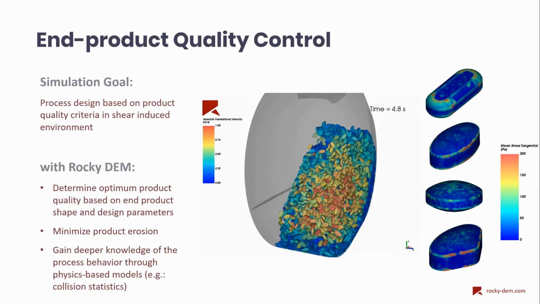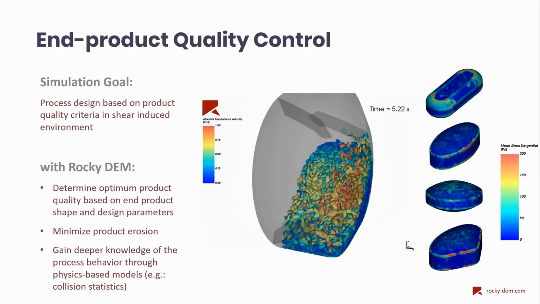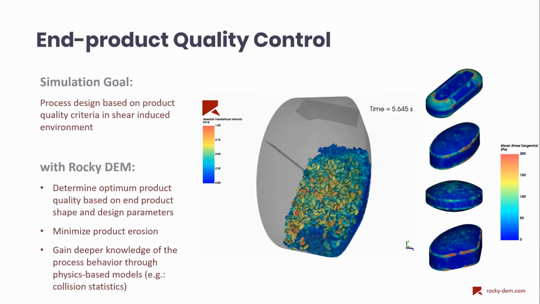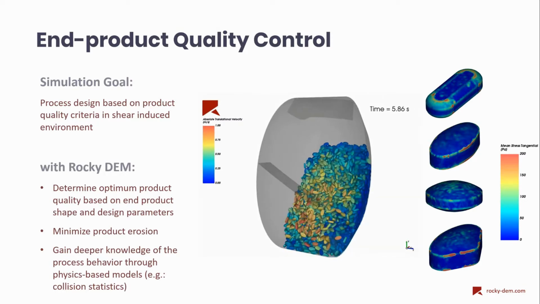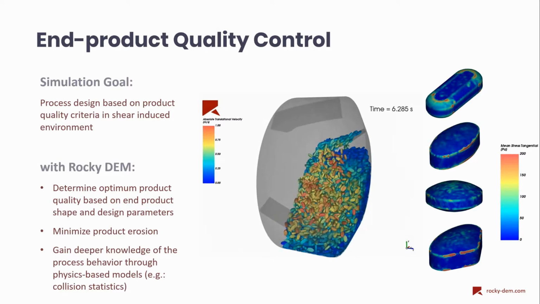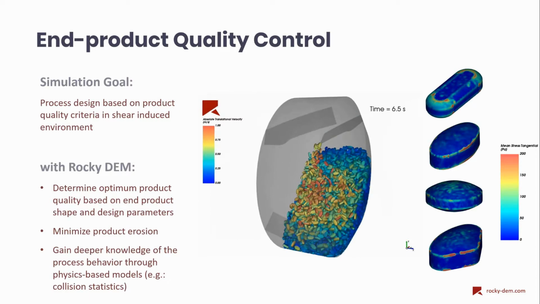With models like collision statistics, we can obtain average tangential stresses on the particle that give us deeper knowledge of the process behavior. We can see the edges of the tablet here that are more prone to be chipped as a result of higher impact during the process at these regions. The same simulation can be applied to any drying and mixing process in the food industry to make sure we do not damage the end product.